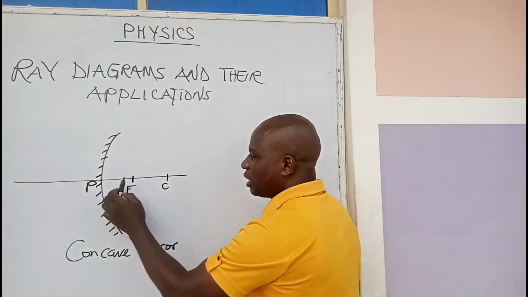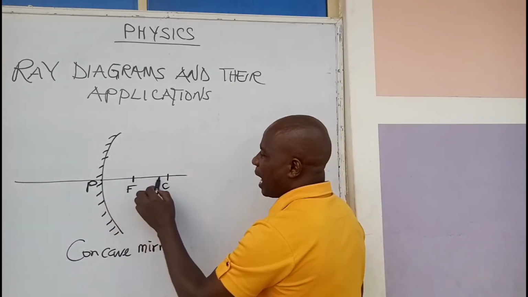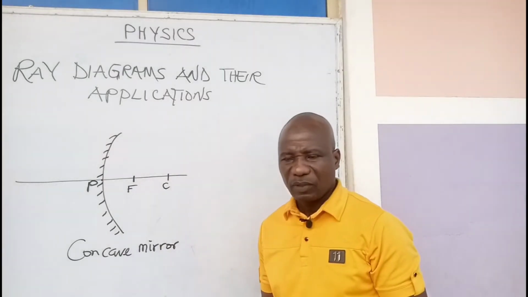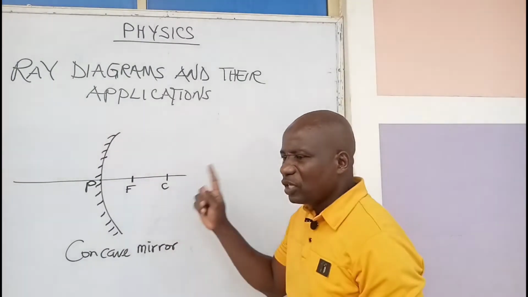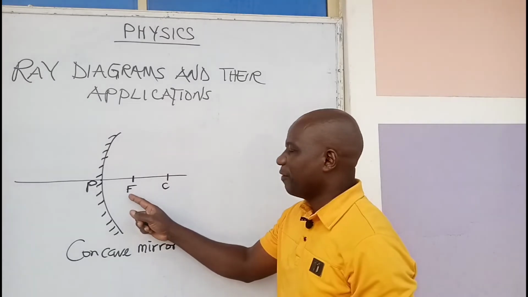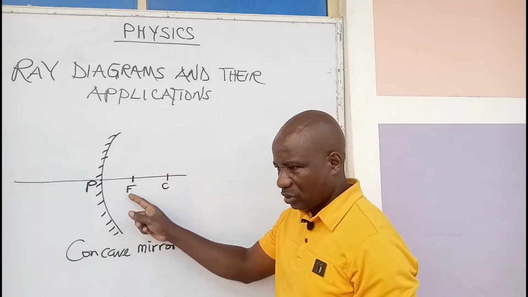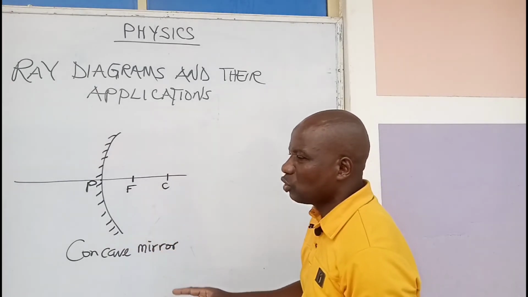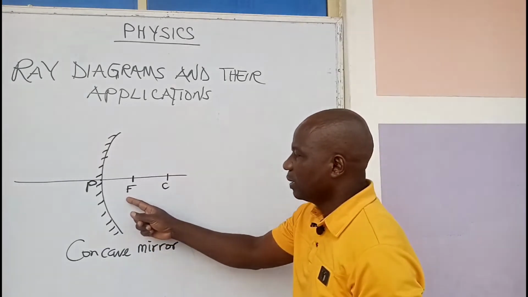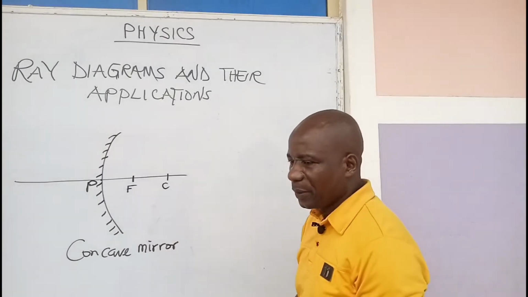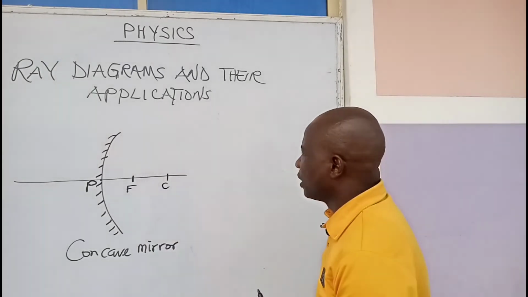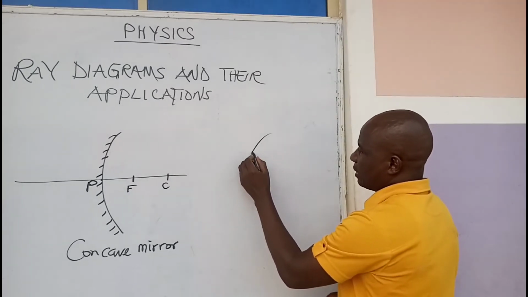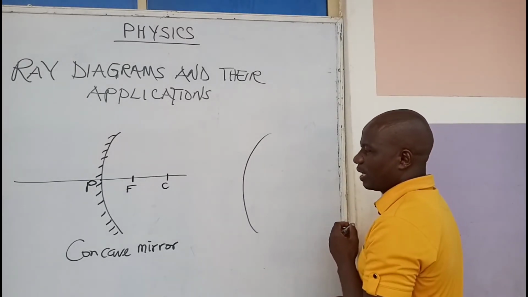The relationship between these is that half the radius of curvature is the principal focus. That is, if I divide the radius of curvature by 2, I will have my principal focus. If you are given the principal focus, you should know that your radius of curvature is going to be twice the size of the principal focus. If that is understood, then you are on your way to getting the correct answer.